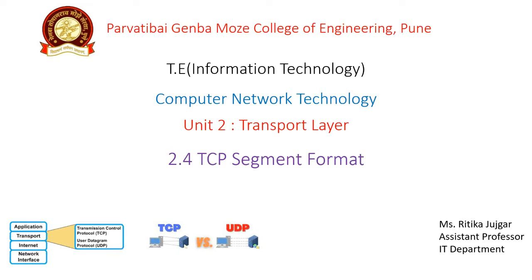So in the transport layer, there are two types of protocols present: UDP, that is User Datagram Protocol, and TCP, that is Transmission Control Protocol. We already discussed what is UDP and TCP. In TCP, we discussed what is a TCP protocol and the features of a TCP protocol. So in this video, we discuss the TCP segment format.